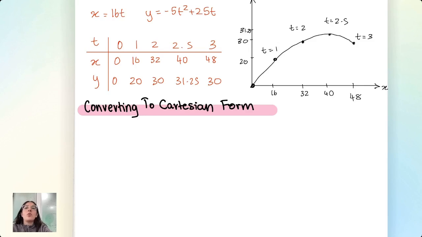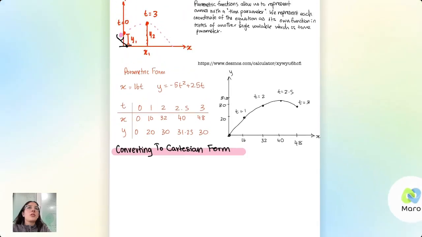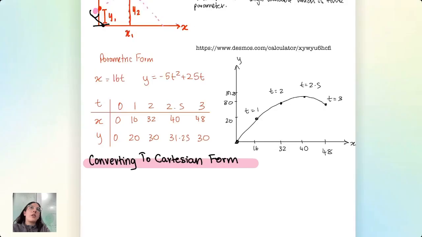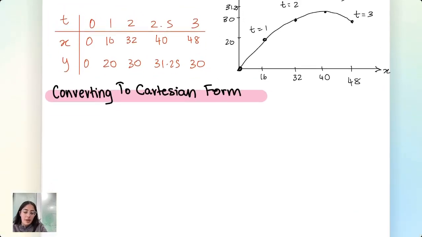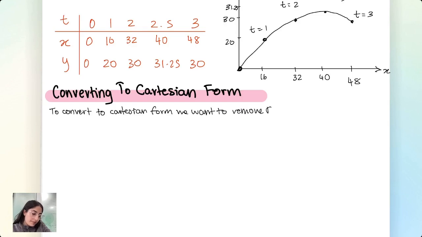So what is the difference between Cartesian form and parametric form? Cartesian form is the normal function form that we're used to. Someone tell me what is the only difference between Cartesian form and parametric form. There's one extra variable and we want to get rid of it. What is it? Time. So in order to convert to Cartesian form, we just get rid of time. We have to figure out a way to get rid of time. That makes mathematical sense. So to convert to Cartesian form, we want to remove the time parameter.